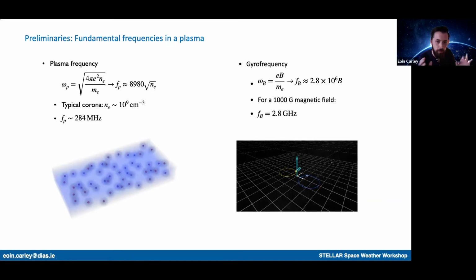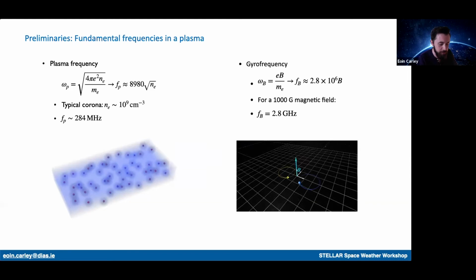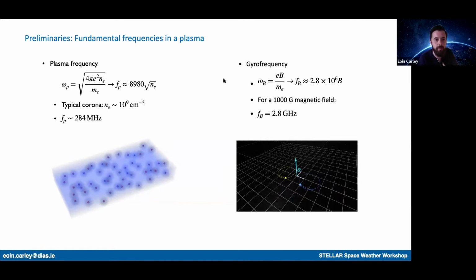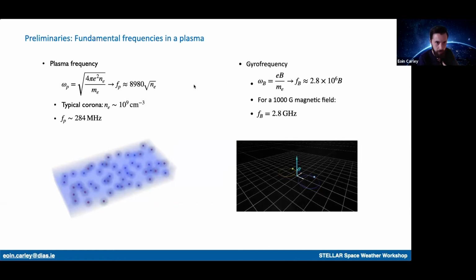So again, the gyro frequency happens to fall inside the radio domain. So radio is an extremely useful domain of the spectrum that gets you at two of the most fundamental frequencies inside a plasma. Okay, so we've maybe all come across these before, but it's important to remind ourselves what exactly they are, because I'll be mentioning them throughout this lecture.